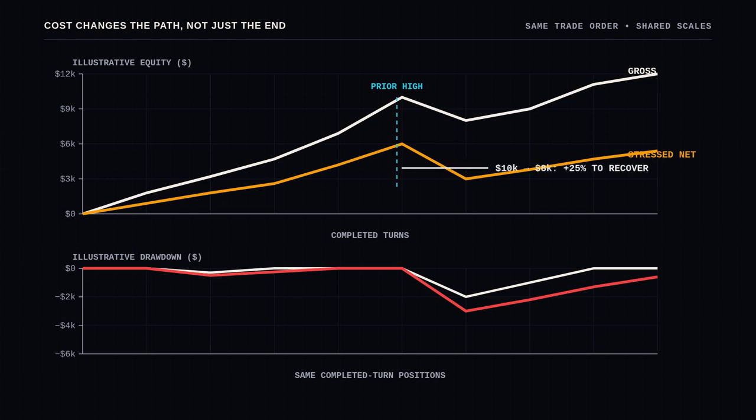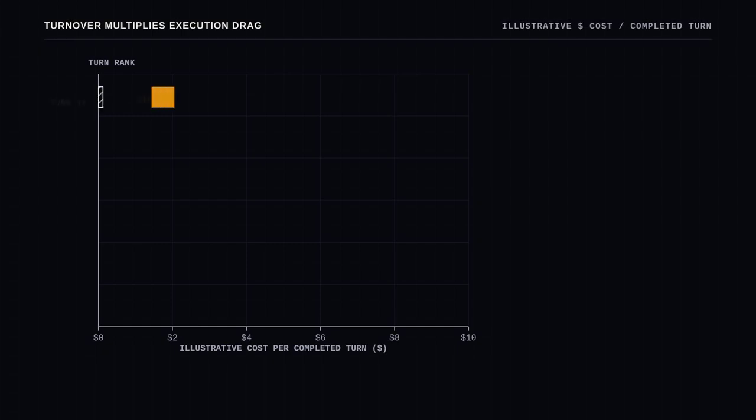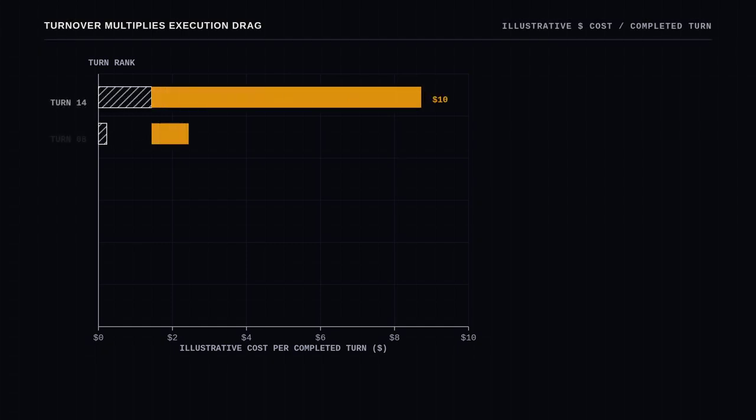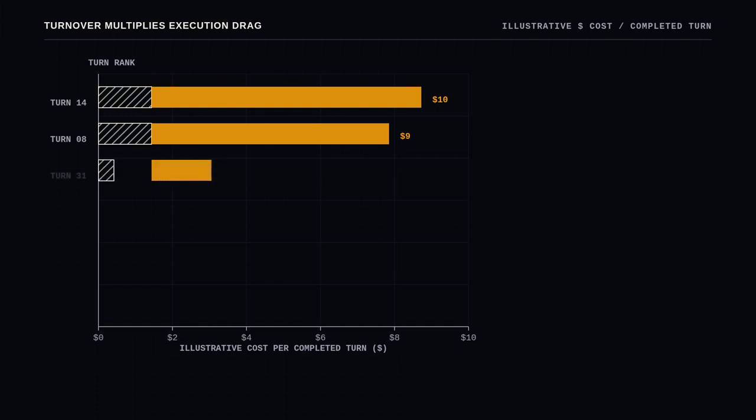Next, inspect cost per completed turn. Rank the turns from small to large, then split each bar into fixed fee and slippage. Use a line and dollars per completed turn. Turnover simply means how often the strategy completes a buy and sell cycle. More turns create more opportunities for a small per turn cost to compound.